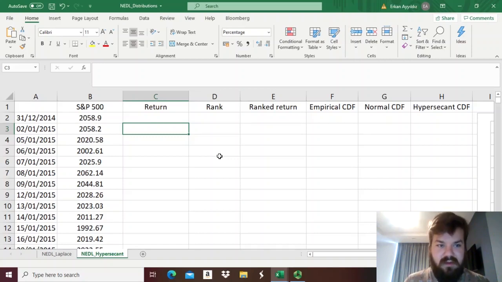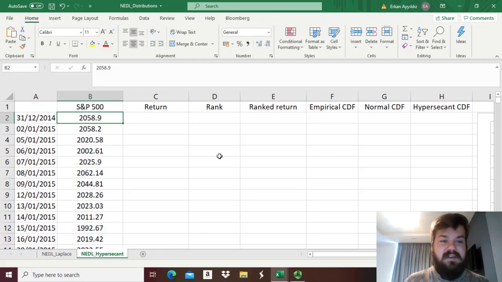Just as usual, I have the data on 5 years of the dynamics of the S&P 500, from the end of 2014 all the way until the end of 2019. And today, we're going to investigate something called the hyperbolic secant distribution, or the hypersecant distribution for short. The name might sound overly complicated, but bear with me, I will explain it in very simple terms.